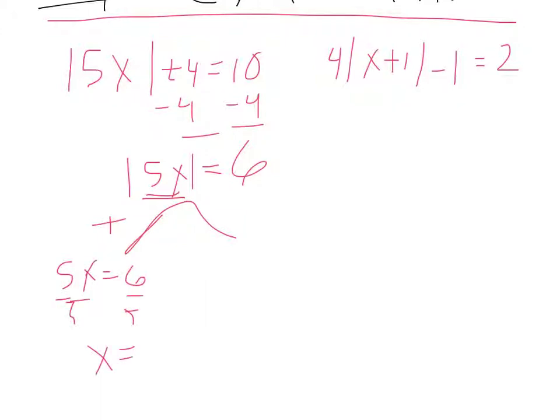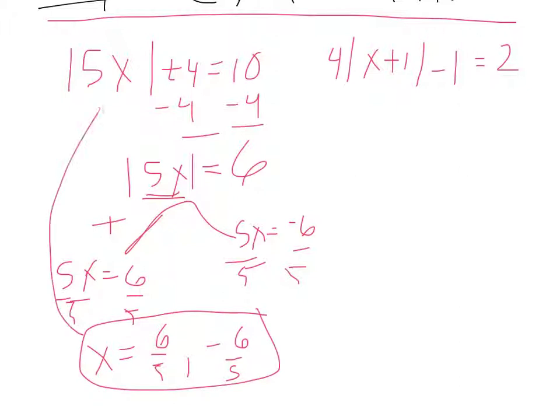And one of our solutions, x equals 6/5. Now there's also the negative solution when 5x equals negative 6, divided by 5. And we get negative 6/5. So these are the two solutions to that equation right there.